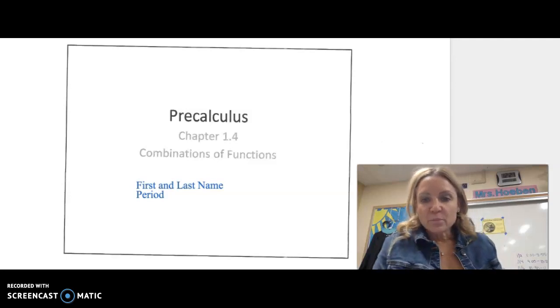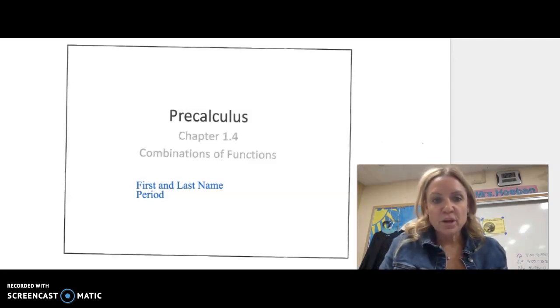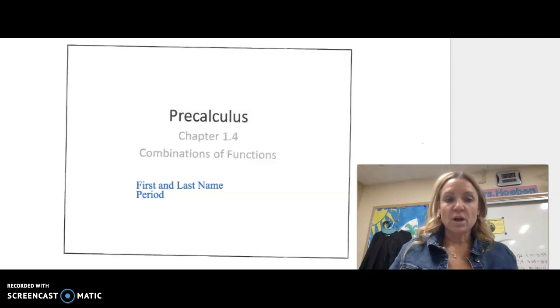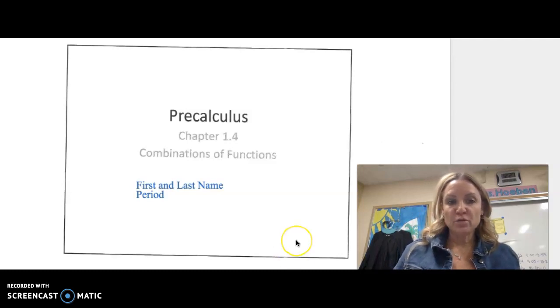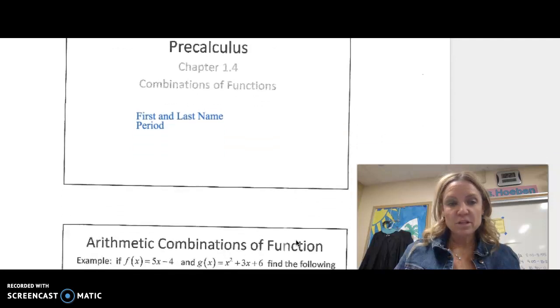Today we are looking at the pre-calculus lesson for chapter 1.4 titled Combinations of Functions. Make sure you put your first and your last name and what period you're in your notes.